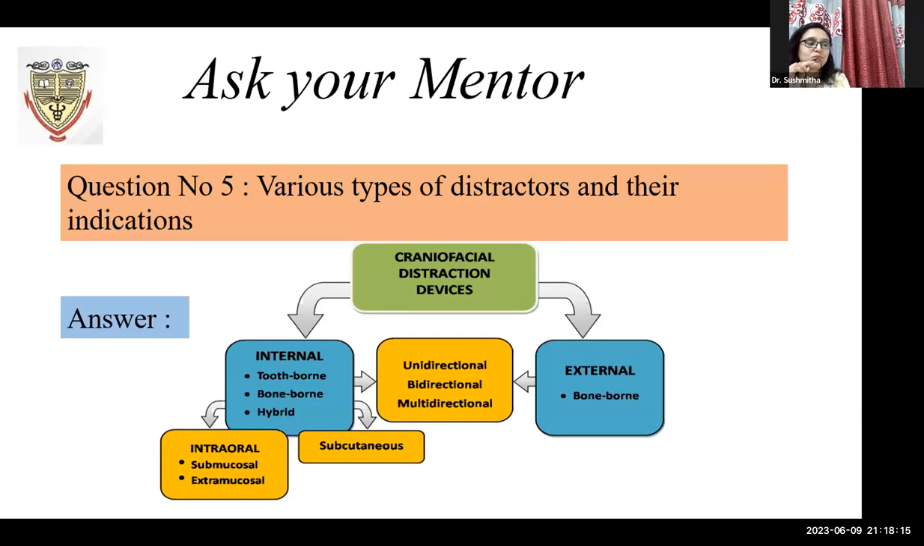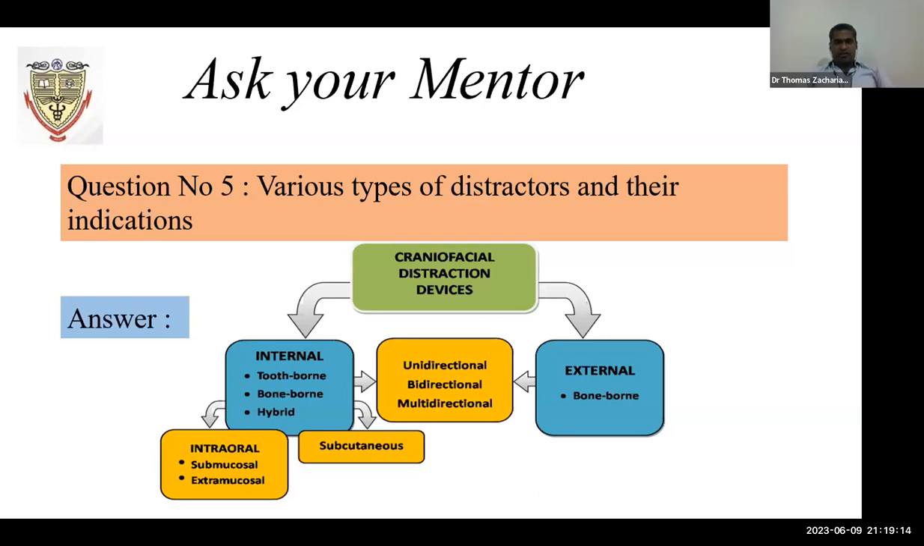When you come to internal, you have tooth bone or bone distractors or the hybrid ones. In external distractors, mostly it is only the bone distractors. And in intraoral, you have submucosal, extramucosal, subcutaneous. But then again, we can come to a different classification as well, according to the direction of the distractor: univector, bivector, or multivector. So yes, any more classifications?